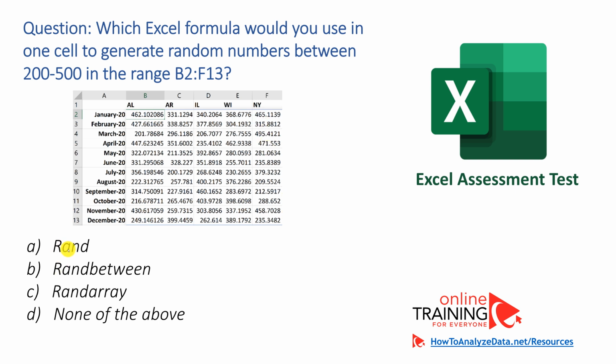And there are 4 choices. We have RAND, RANDBETWEEN, RANDARRAY. All 3 of those are valid Excel functions. And choice D is none of the above. So how would you answer? What do you think is the right choice?